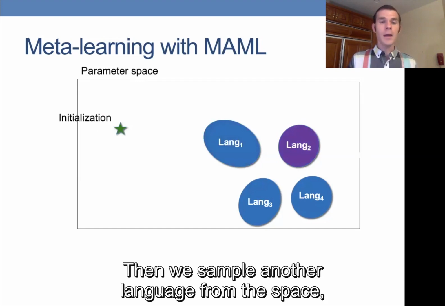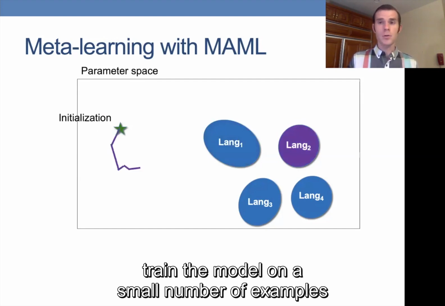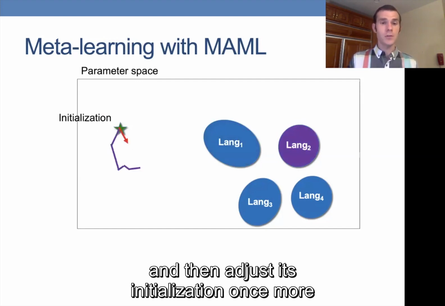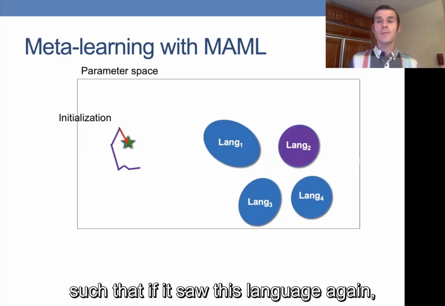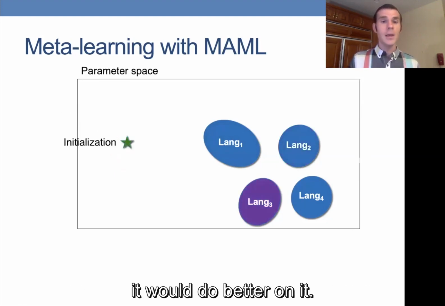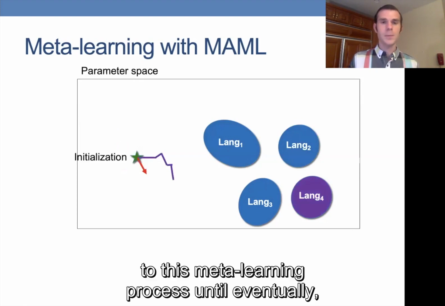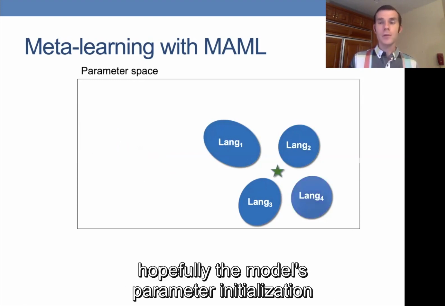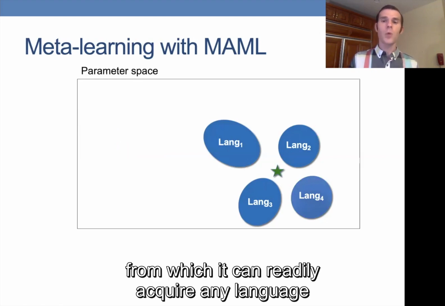Then we sample another language from the space, train the model on a small number of examples, and then adjust its initialization once more, such that if it saw this language again, it would do better on it. And we keep performing more steps of this meta-learning process until eventually, hopefully, the model's parameter initialization will end up at a position from which it can readily acquire any language in our space of languages.